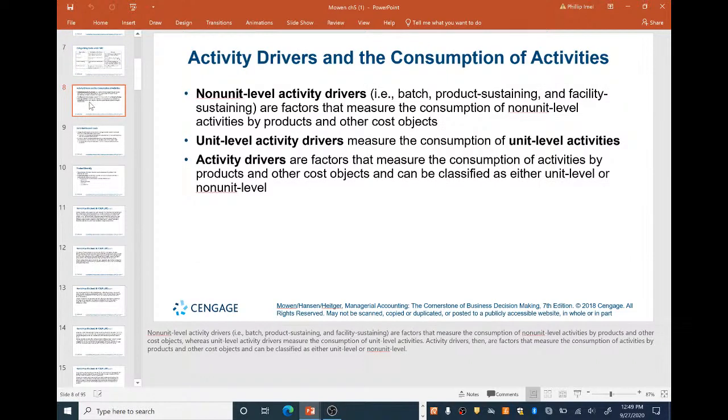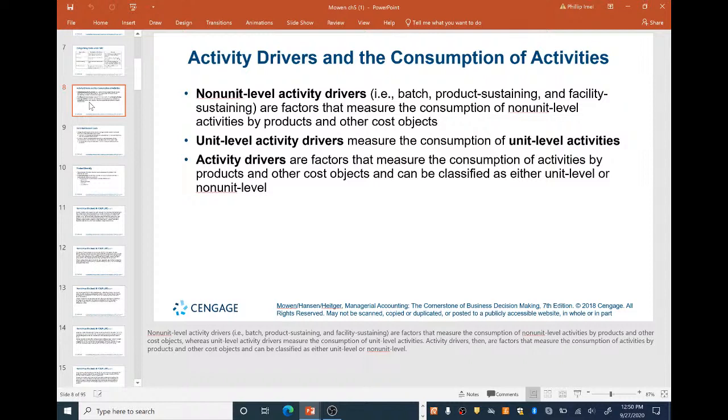Okay, activity drivers and the consumption of activities. So first one here, the non-unit level activity drivers. These are the factors that measure the consumption of the non-unit level activities by products and other cost objects. Once again, these are going to be batch, product sustaining, and facility sustaining. Next, the unit level activity drivers. These measure the consumption of unit level activities.